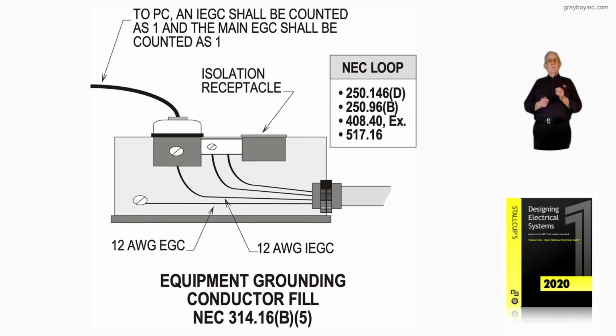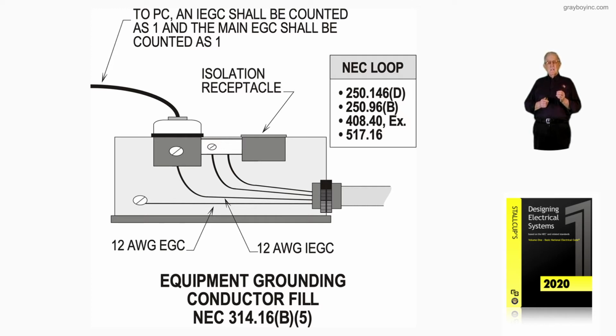It's no longer an isolation ground counted as one, and the main bonding jumper counted as one. The two equipment grounds you see there are just counted one each. So with the revisions, you'll find that the sections have been revised to include what I'm telling you.